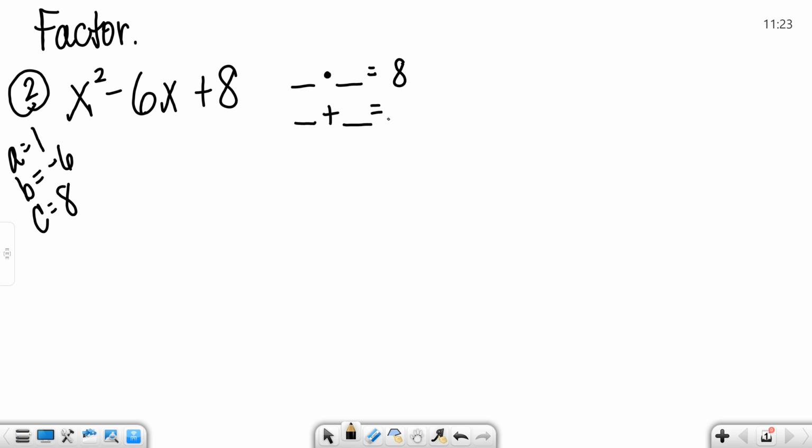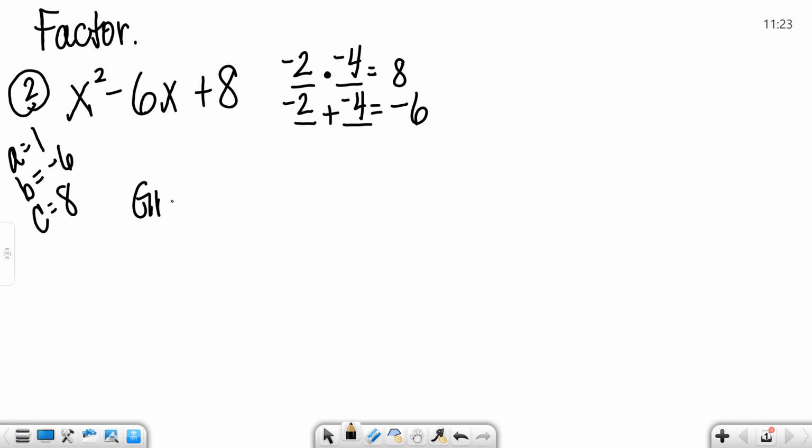2 numbers that add to be the b value. You do have to take the sign with it, so you have to call it -6. Right, I know 2 times 4 is 8, but 2 plus 4 is not -6. So I can't just say 2 and 4. That would not work. But -2 times -4 does give me +8, and when I add -2 and -4, I do get -6. So I have found my numbers.